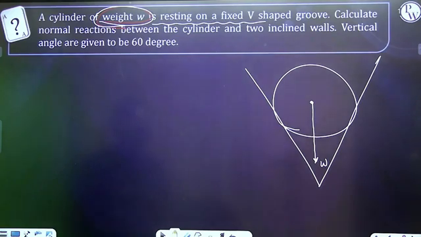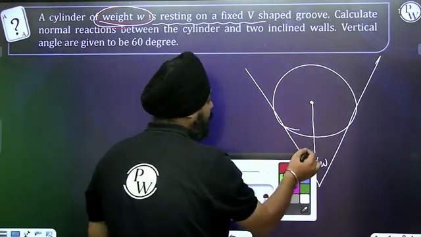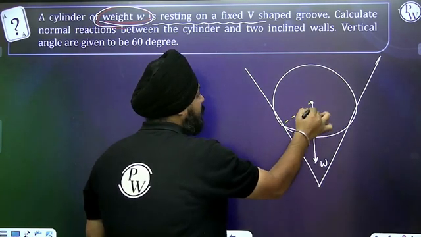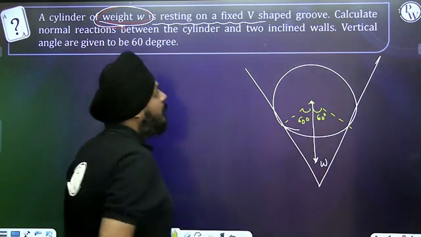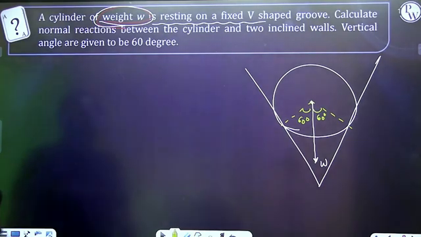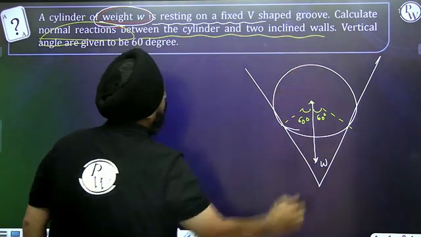Vertical angles are given to be 60 degrees. It is a very simple thing. These angles are given as 60 degrees. Then what will be the force? We have to calculate the normal reactions between the cylinder and the two inclined walls.